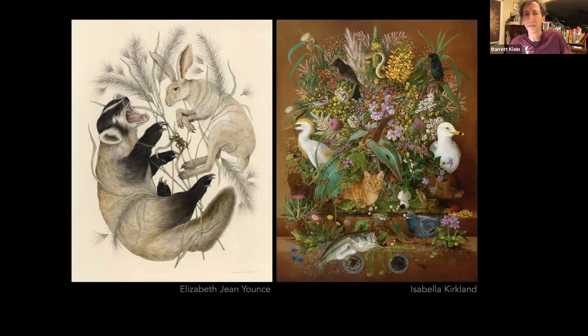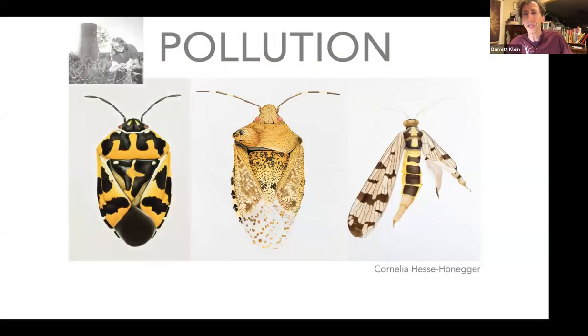Then you've got pollution, and Cornelia Hesse-Honegger is one of my heroes. She's a combination of scientific illustrator, artist, environmental activist, and collaborator with scientists to explore what she finds to be mutations based on radiation output from even the cleanest nuclear power plants. So look at the bilateral symmetry broken in these pentatomids or this scorpionfly.